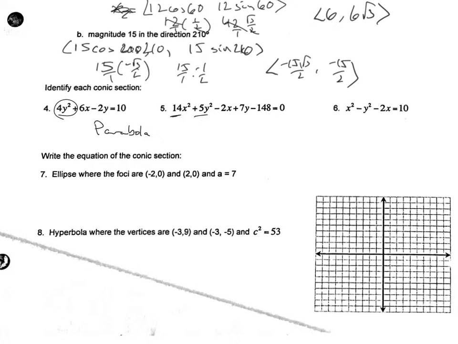Looking in front of the x squared and the y squared is the only thing that really matters. Here we are adding. Adding is either a circle or an ellipse. And since the numbers in front are different, that makes it an ellipse. Here we are subtracting. Even though the numbers are the same, it doesn't matter. Subtracting automatically makes it a hyperbola.